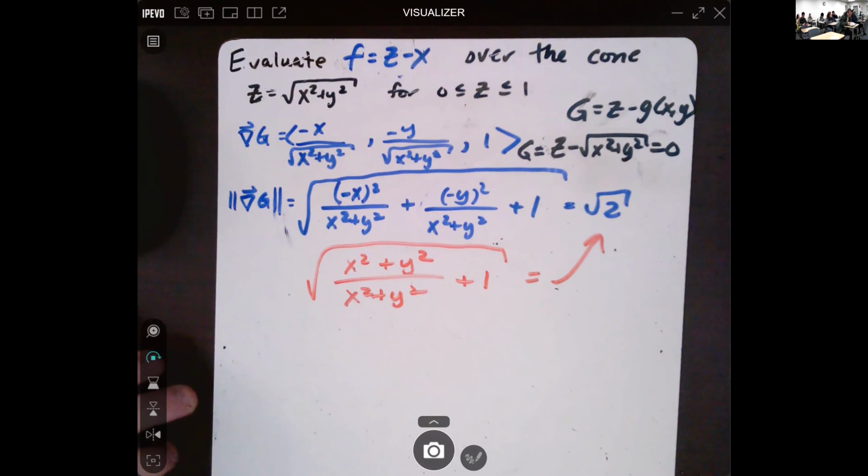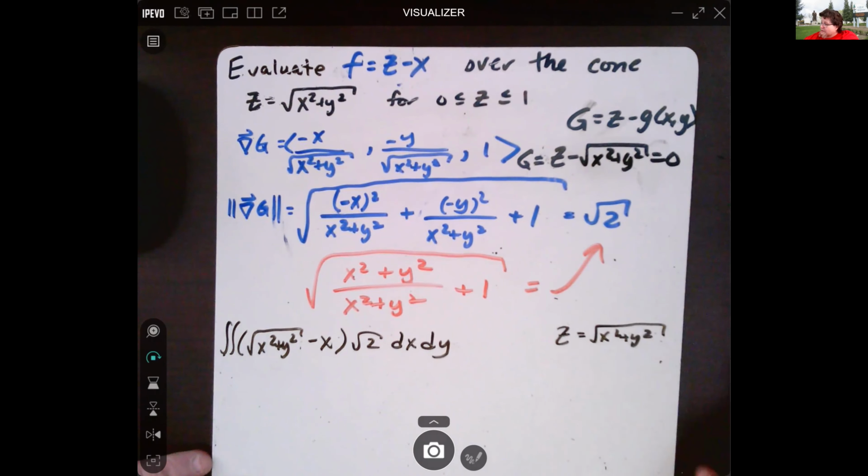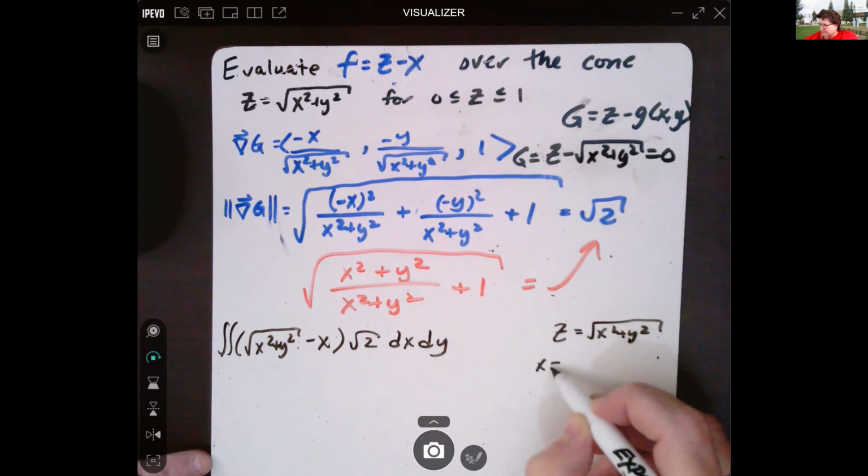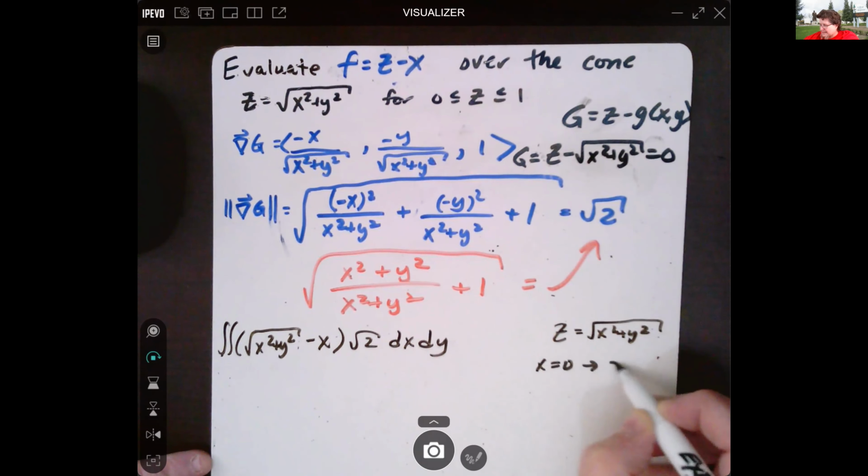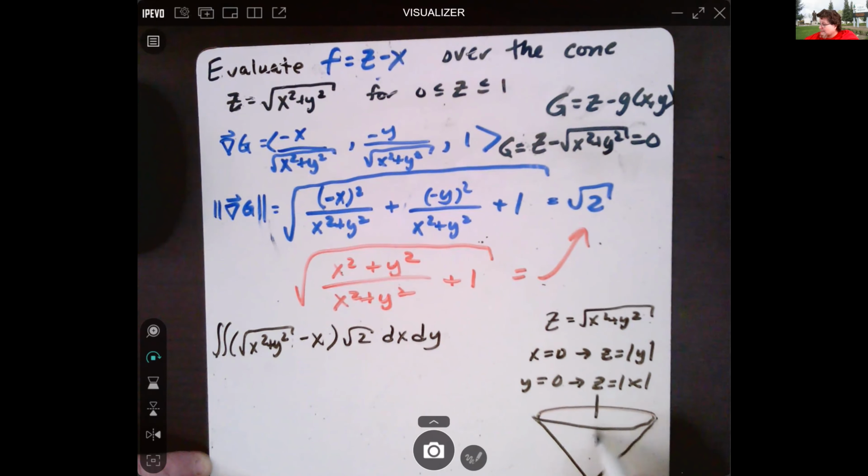Now, what are we doing for the limits of integration? Well, z is a cone. For z equals square root of x squared plus y squared, when x equals 0, z equals the absolute value of y. When y equals 0, z equals the absolute value of x. So it's making a perfect 45-degree angle off the x-axis, and it's a cone like that.